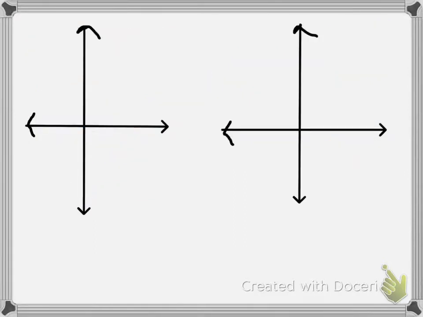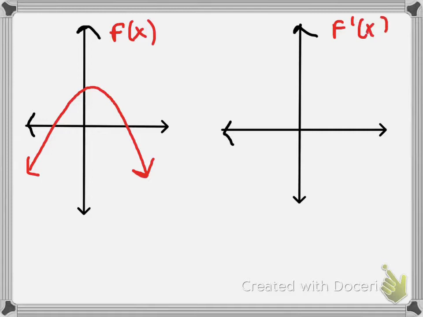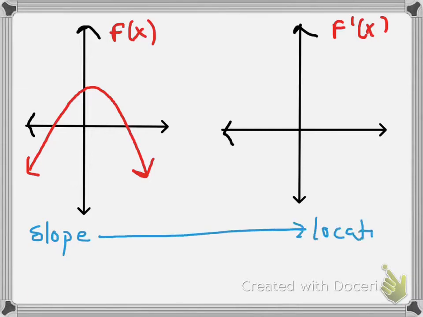So let's try again. We have a new function called f of x. This time we're going to make the graph look something like this. And we want to graph f prime of x over on this side. So we now know that the slope on this graph becomes the location on this graph. So where the slope is 0, the location is 0.